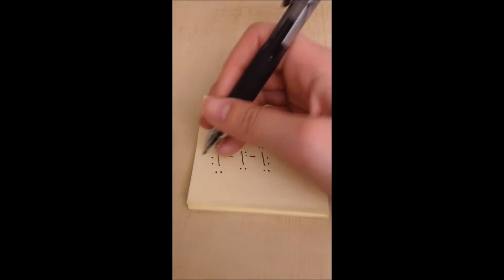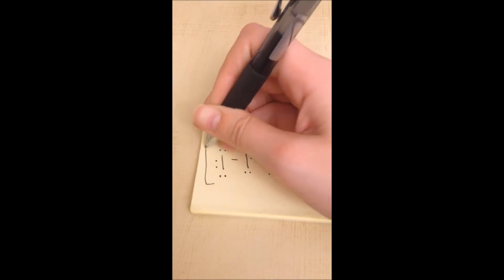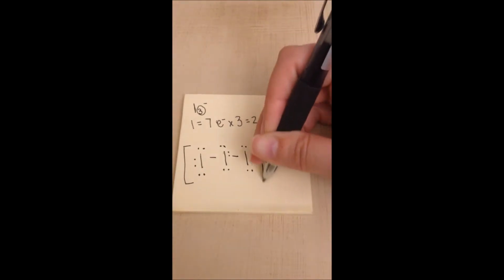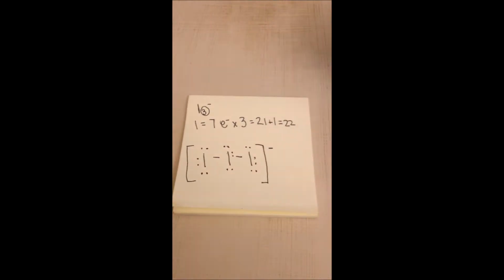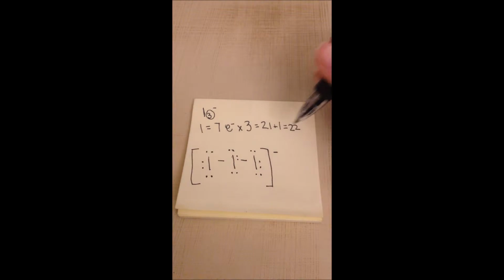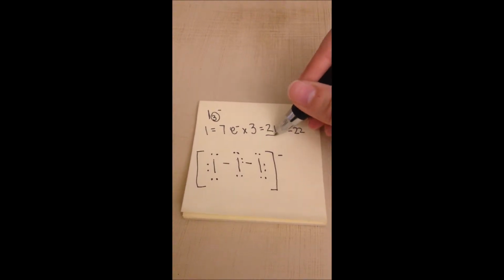To not forget about the negative charge, we're going to put parentheses around the Lewis structure and write the negative. That'll take away 1 electron and make it the 21 that it would normally be.